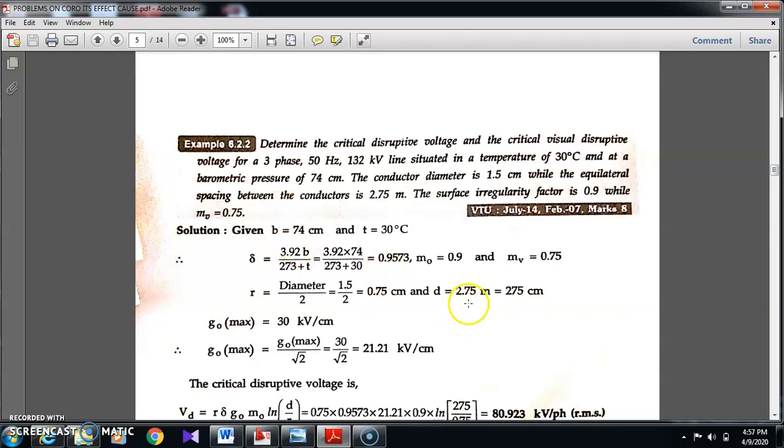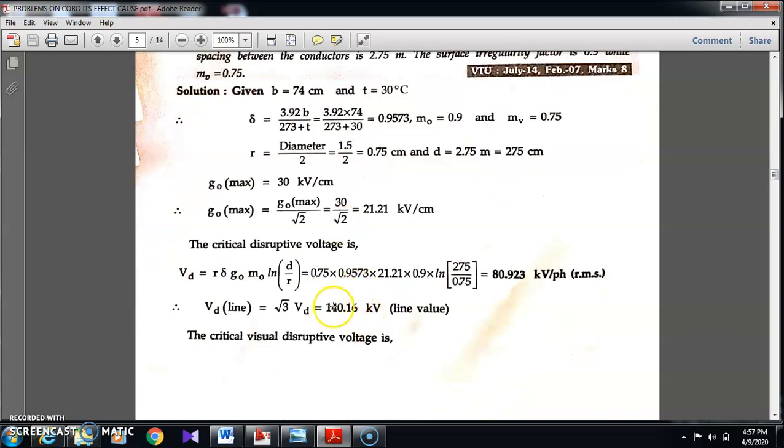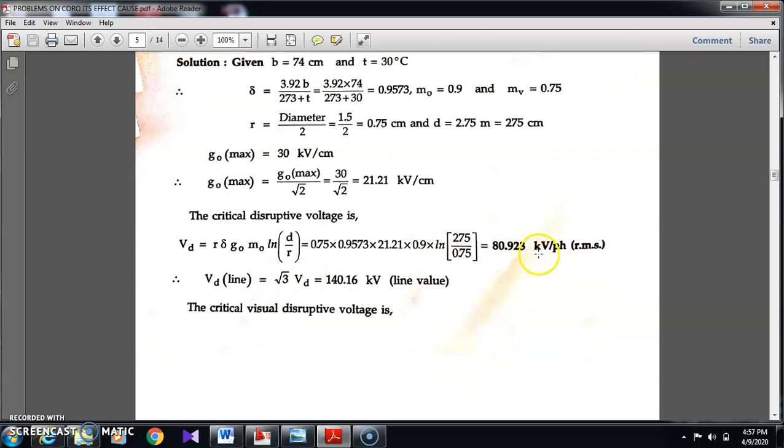D is 2.75 centimeter. Diameter of the conductor is how much here? 1.5 centimeter. Small d is 2.5 spacing. So I told you, G naught, even if they don't specify, you have to take it as 21.2, and how they got it, 30 by root 2. Substitute the values in terms of critical disruptive voltage. Write down this formula. You will get it in terms of kilovolt per phase, convert in terms of line.